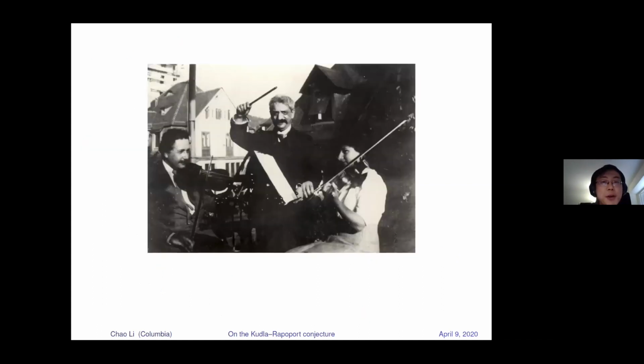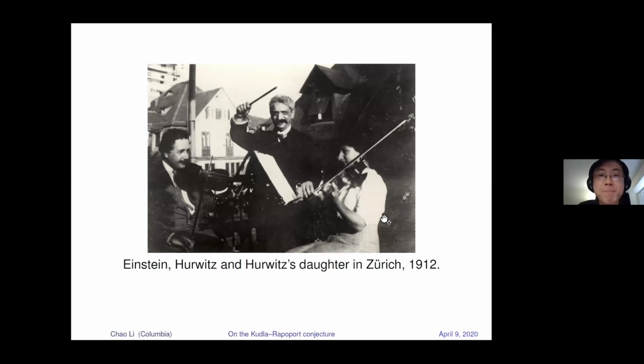Okay, so here's a picture of Hurwitz. Maybe you can guess which one is Hurwitz by the exclusion principle. On the right-hand side is Hurwitz's daughter, and the left-hand side you probably can recognize. That's Einstein, and I find it appropriate to show this picture to you because I found it on the IAS archive for Einstein. You can see Hurwitz is not only a good mathematician, but also quite a musician. He's conducting a little band with Einstein and his daughter.